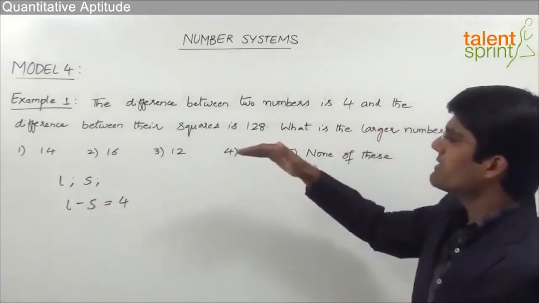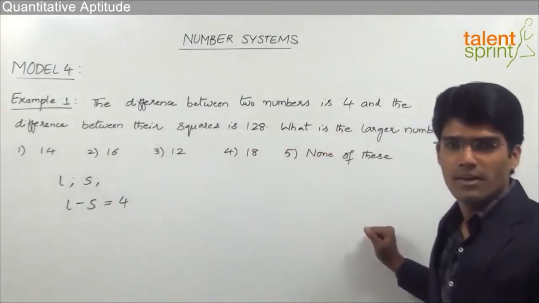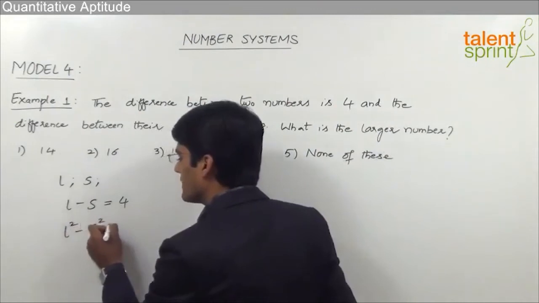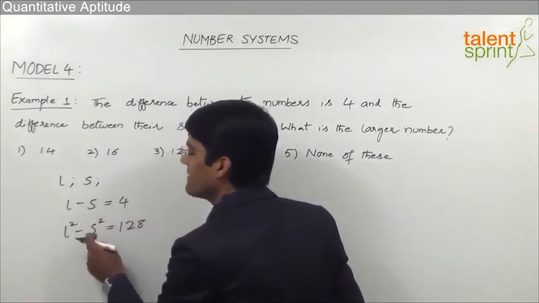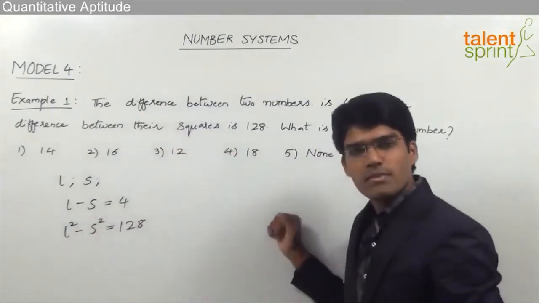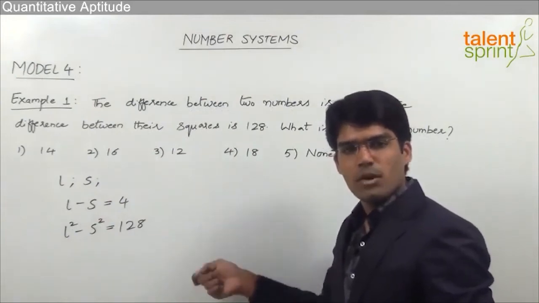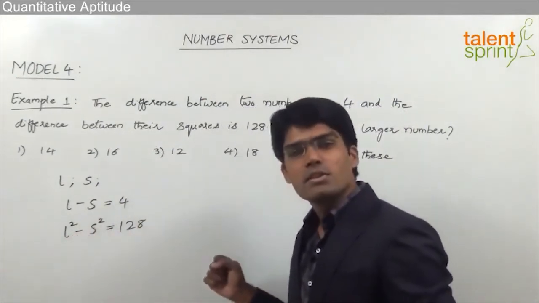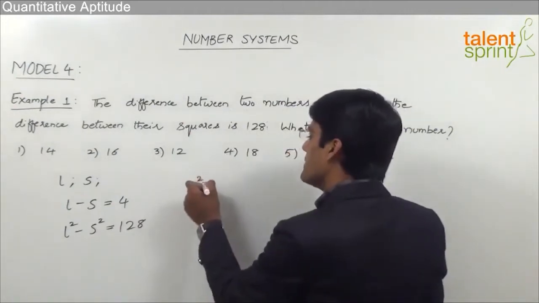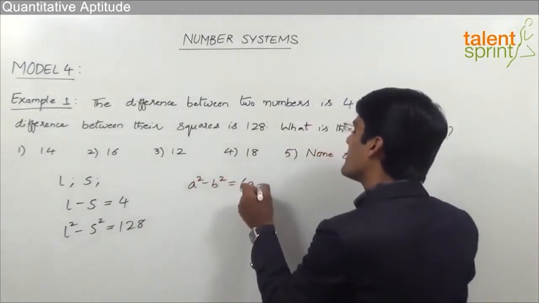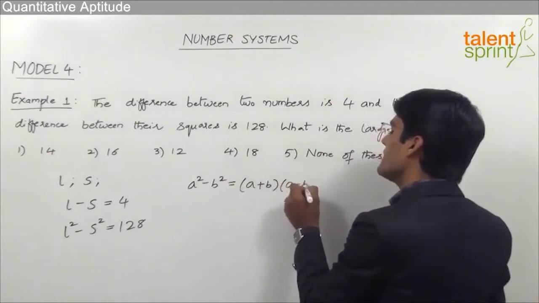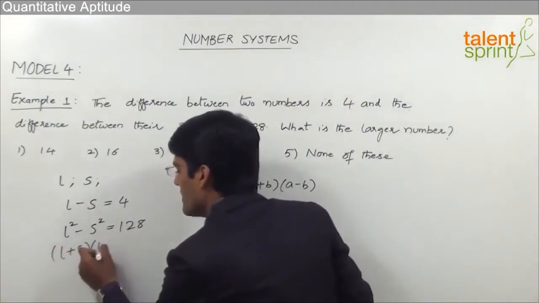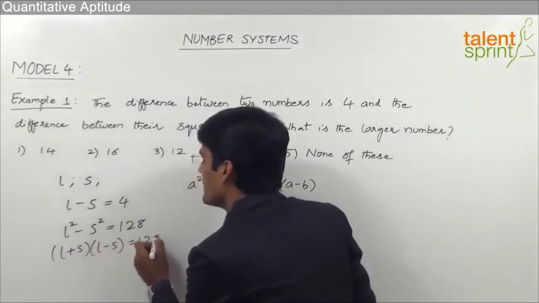The second point here is the difference between their squares is 128. That means L squared minus S squared should be equal to 128. That is the difference between their squares. Now from the discussion of the various formulae, we know that this is in the form of a squared minus b squared, and a squared minus b squared is nothing but a plus b into a minus b. So this can be expanded as L plus S into L minus S equals 128.